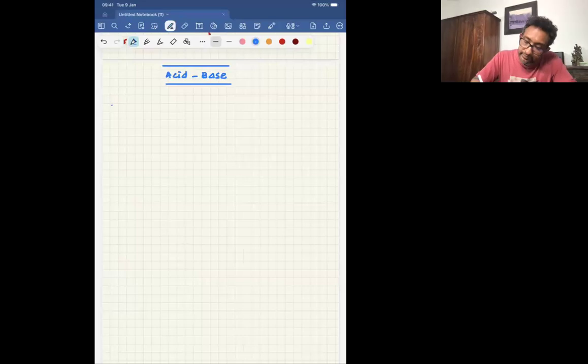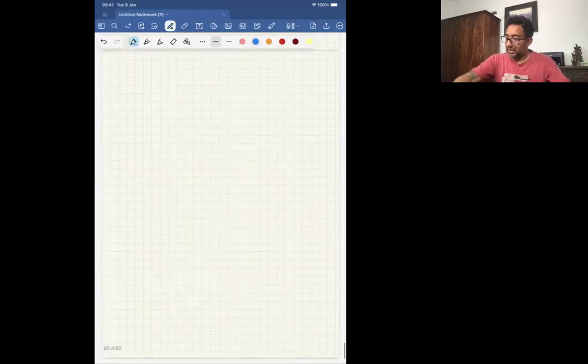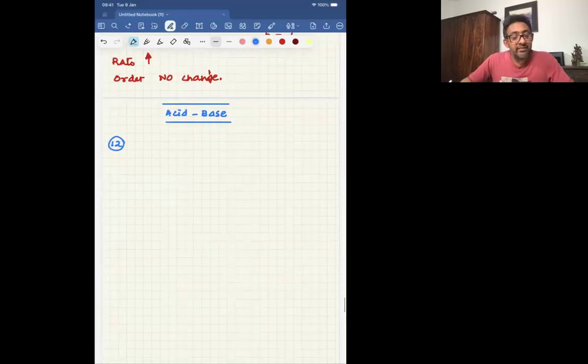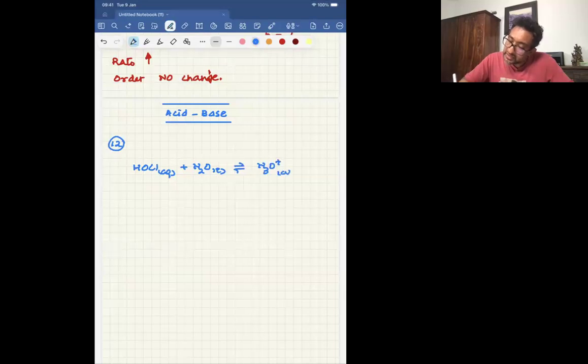Question number 12. At 298 Kelvin, the acid dissociation constant of hypochlorous acid is this much. Find the ionic concentration of hydronium, hydroxyl, and HOCl aqueous species. So HOCl aqueous undergoes dissociation with water, H2O liquid, and it gives you H3O plus aqueous and OCl minus aqueous.